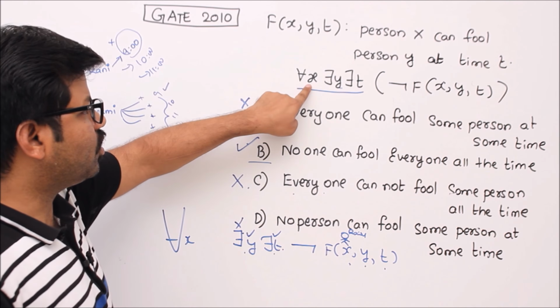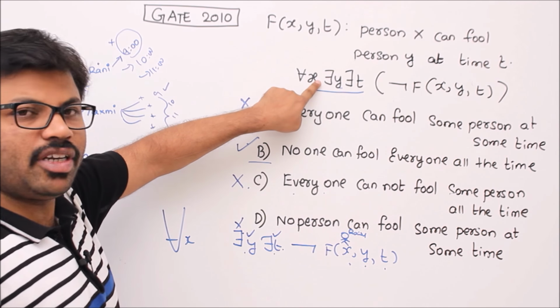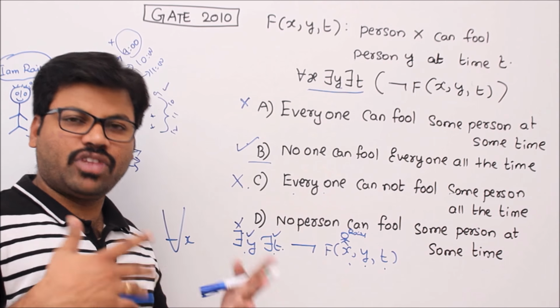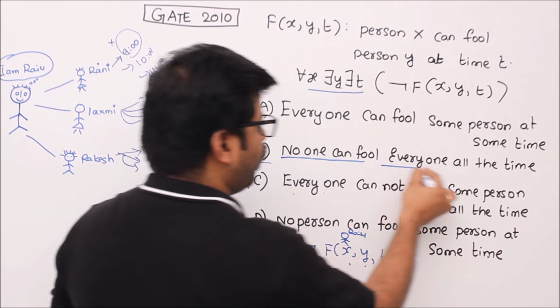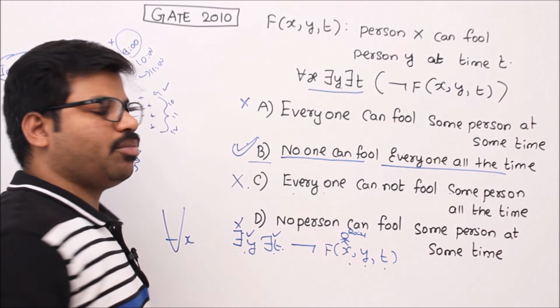So not only Raju, this formula holds for every X. That means every person in the world will have this problem. They cannot fool everyone at all times. So no one can fool everyone all the time. That's why option B is the right answer.